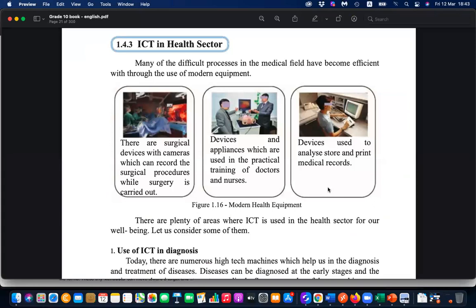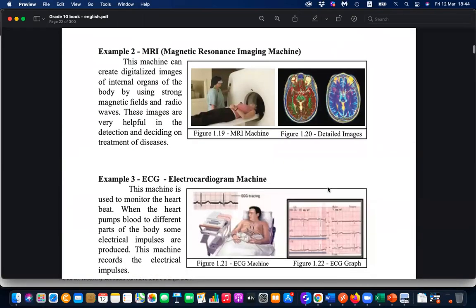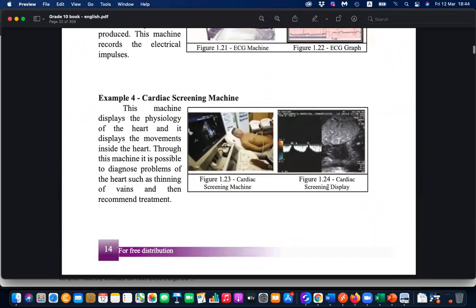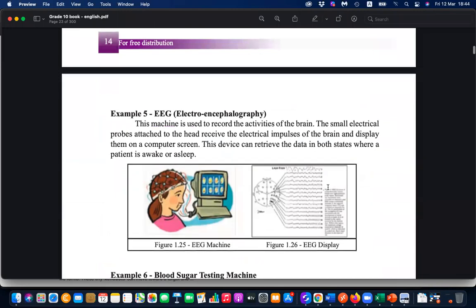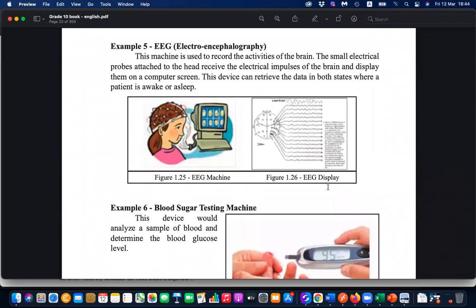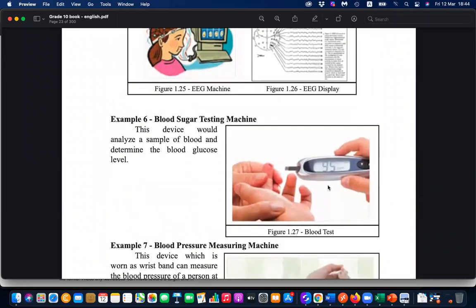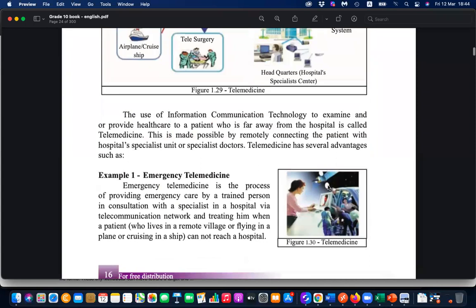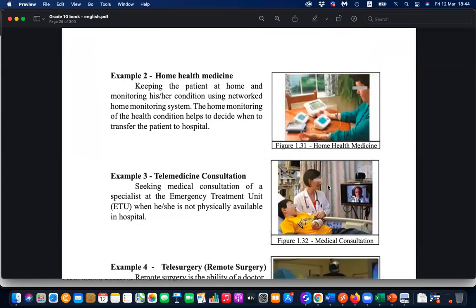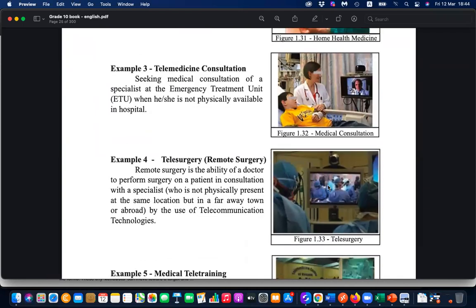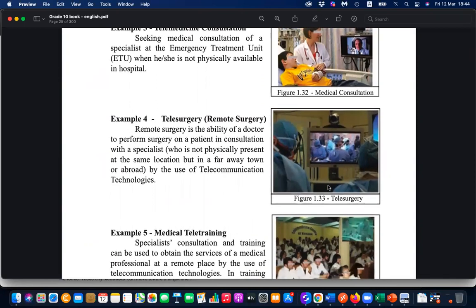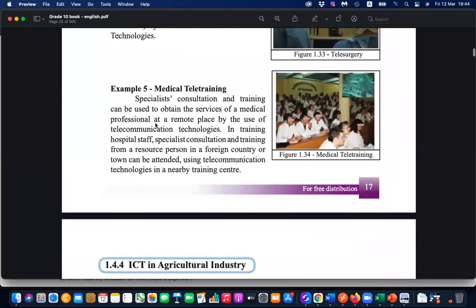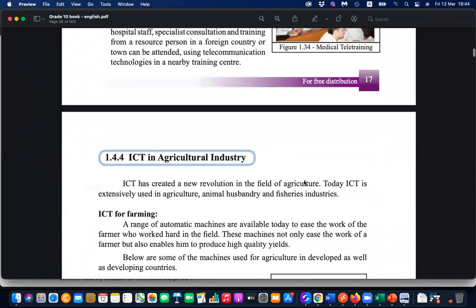In ICT in diagnosis, you can see MRI scanners, ECG or electrocardiograms, cardiac screening, and EEG, electroencephalography, which scans the brain. Blood sugar testing and blood pressure testing we learned already. With telemedicine, it is possible to book an ambulance and get a prescription online. Then emergency telemedicine and home health monitoring, telemedicine consultation, and telesurgery or robot surgery can be carried out from a faraway place. Medical training can also be done for medical students. These are the fields.